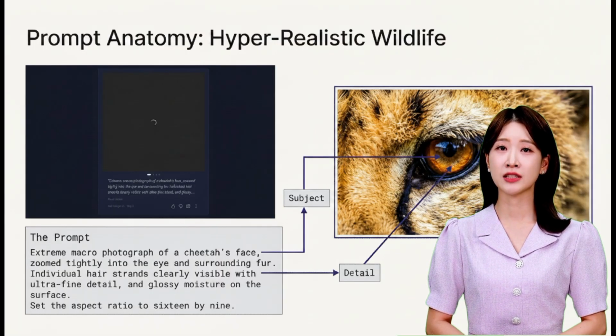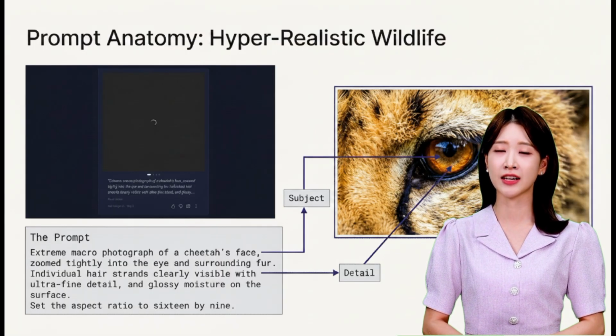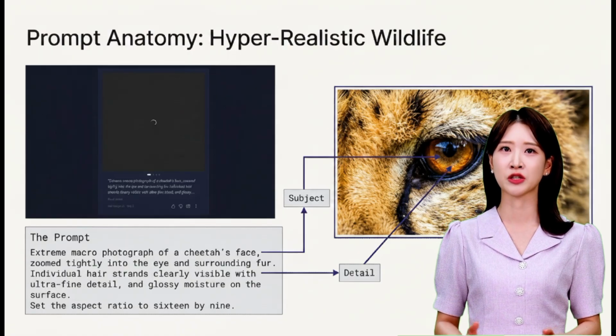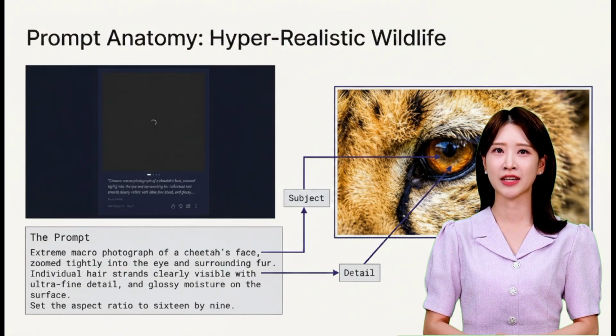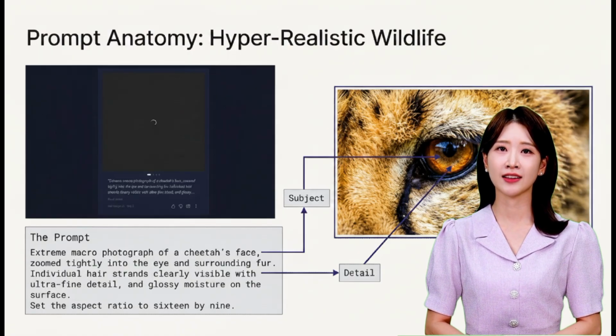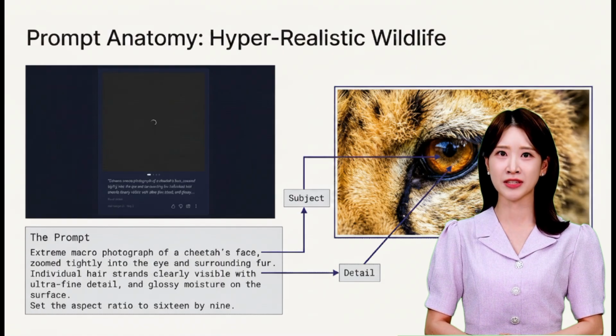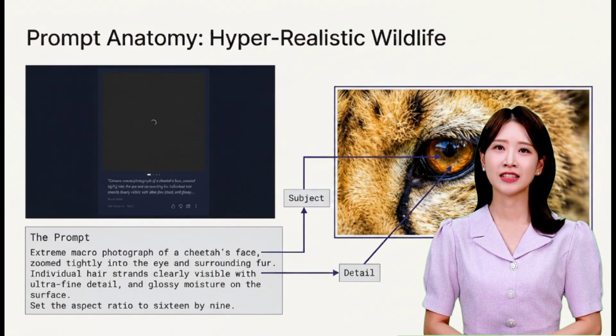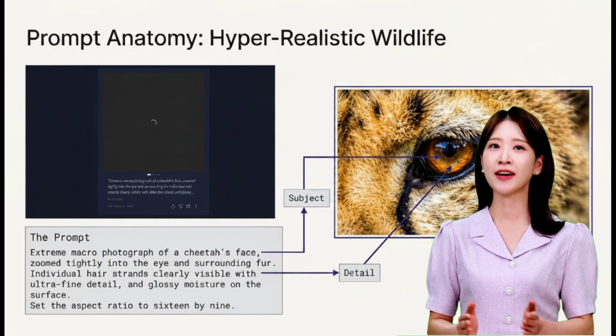For a hyper-realistic wildlife shot, type extreme macro photograph of a cheetah's face, zoomed tightly into the eye and surrounding fur. Individual hair strands clearly visible with ultra-fine detail and glossy moisture on the surface. Set the aspect ratio to 16:9.